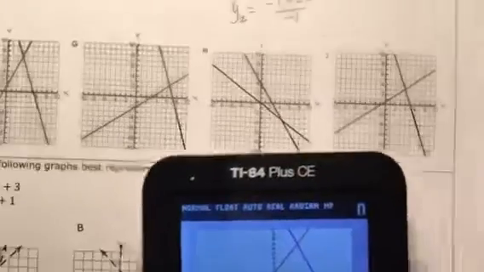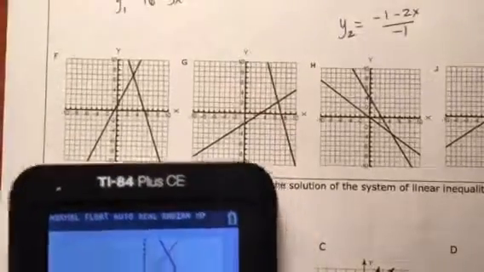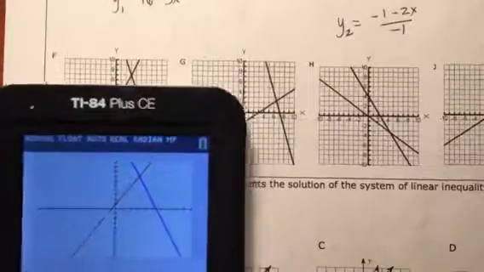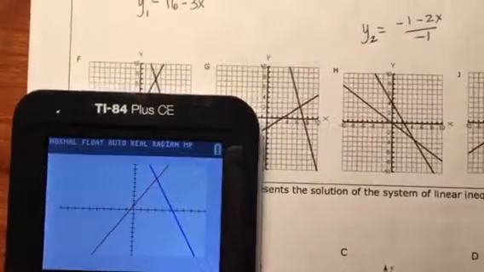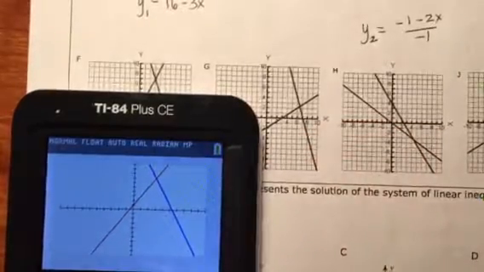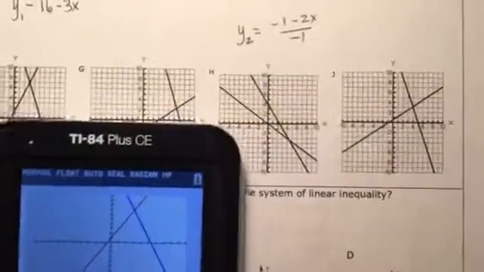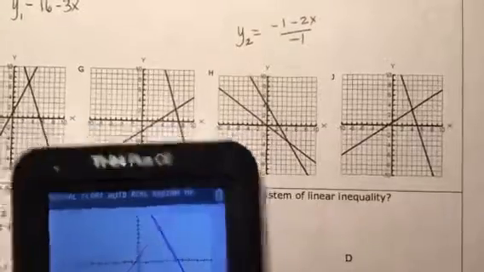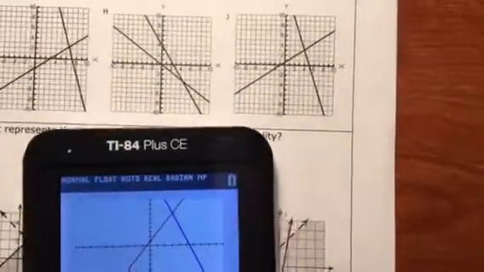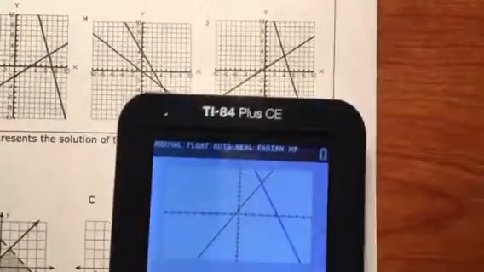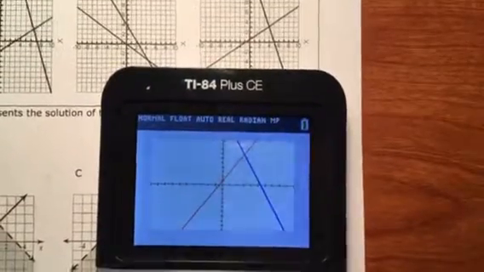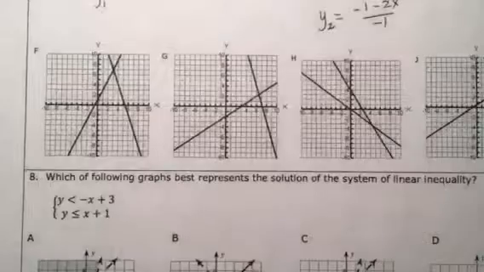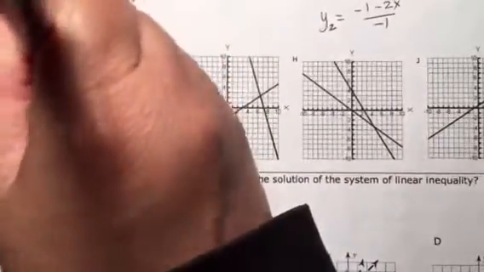So if you look, the graph that most accurately depicts that would be F. You have the intersection up top where it should be. Here, it's too low. Here it's in the wrong quadrant, as well as, no, this one's too low as well. Okay, so your correct answer is F.